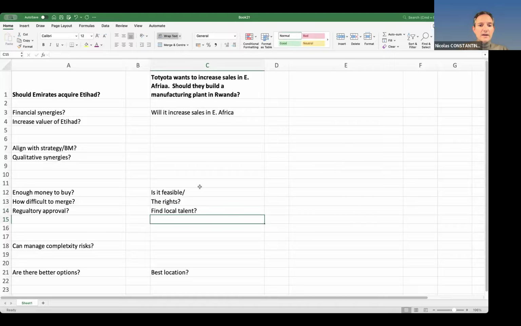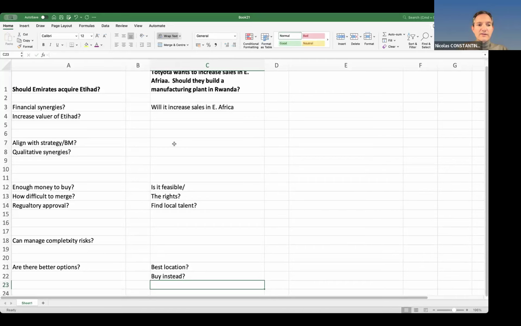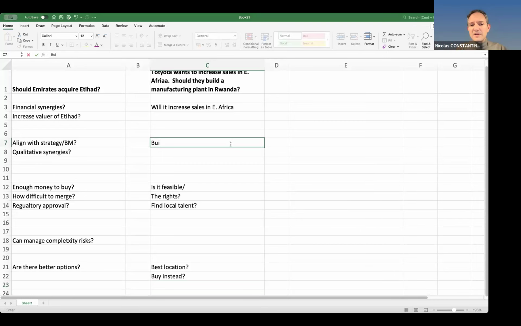Can they buy a plant instead? Buy instead, good one. Does it have strategic financial sense? So strategic sense, we just want to try to be a bit more specific, but will it help build Toyota's brand reputation in East Africa? Good. Build brand reputation.